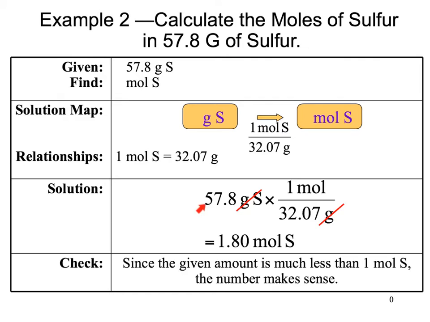We put our given 57.8 grams of sulfur, and in this case, which one of these will be on the top and which will be on the bottom of our fraction is determined by the fact that we are given grams. We must convert out of grams and into moles. Therefore, 1 mole will be on top, 32.07 grams will be on bottom, grams cancels, answer 1.80 moles of sulfur.